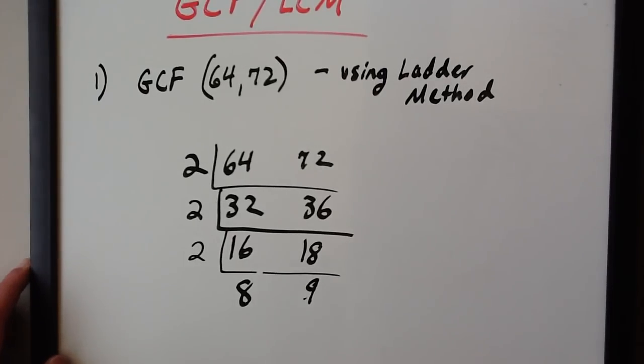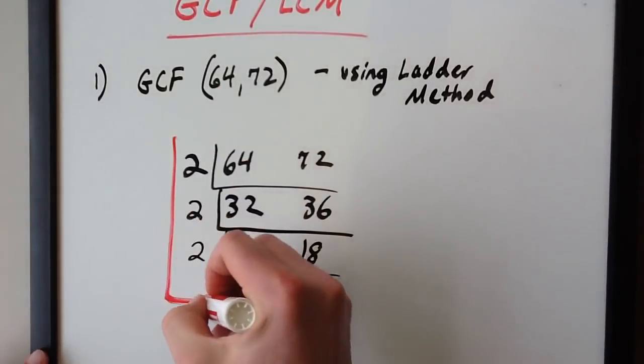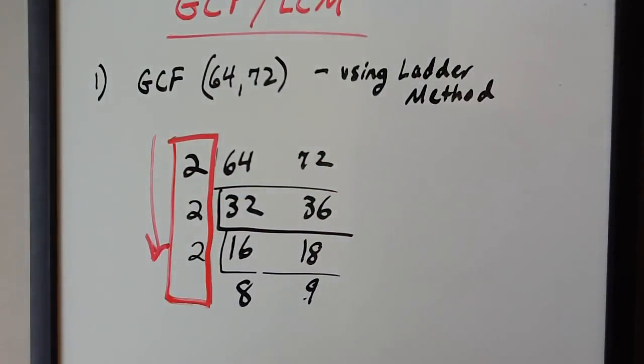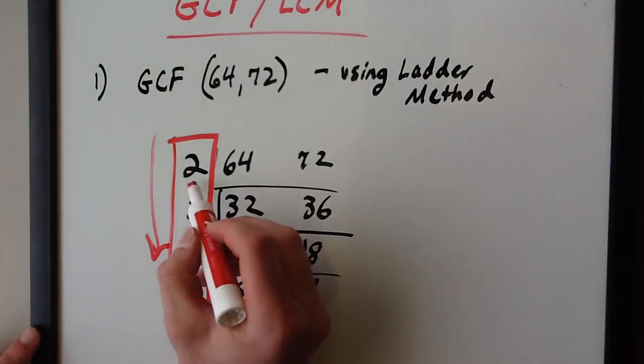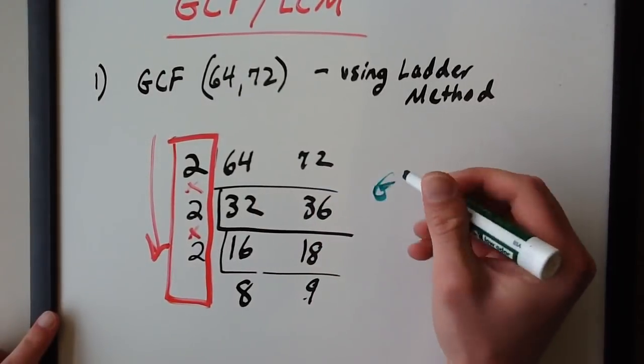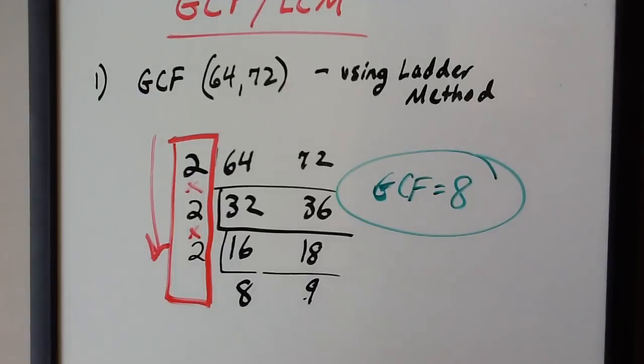And so the GCF, the greatest common factor, would be these factors out here on the side, on the left. I just go straight down for the GCF and I multiply those numbers together. So 2 times 2 times 2, that is 8. Okay, so the greatest common factor, the GCF, is equal to 8. That's the largest factor that is a factor of both 64 and 72.